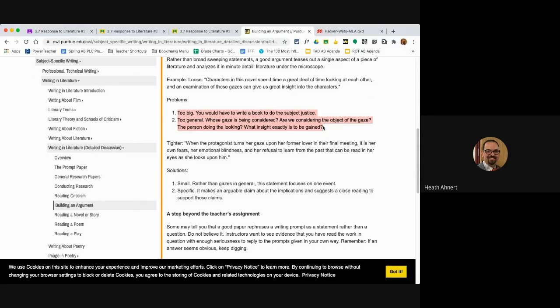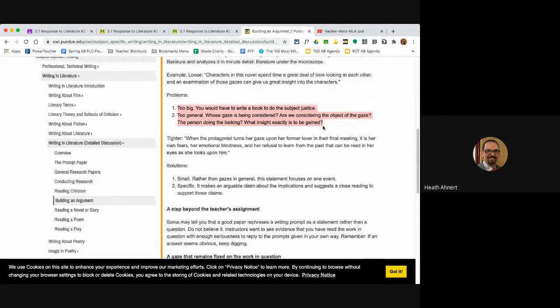Too general. Which gaze in the book are you talking about? You can be more specific. Are we considering what the gaze is looking at, or the person doing the looking? What is the insight? That's my main comment. What is the insight that's exactly to be gained? Okay. So here's how they fix it.